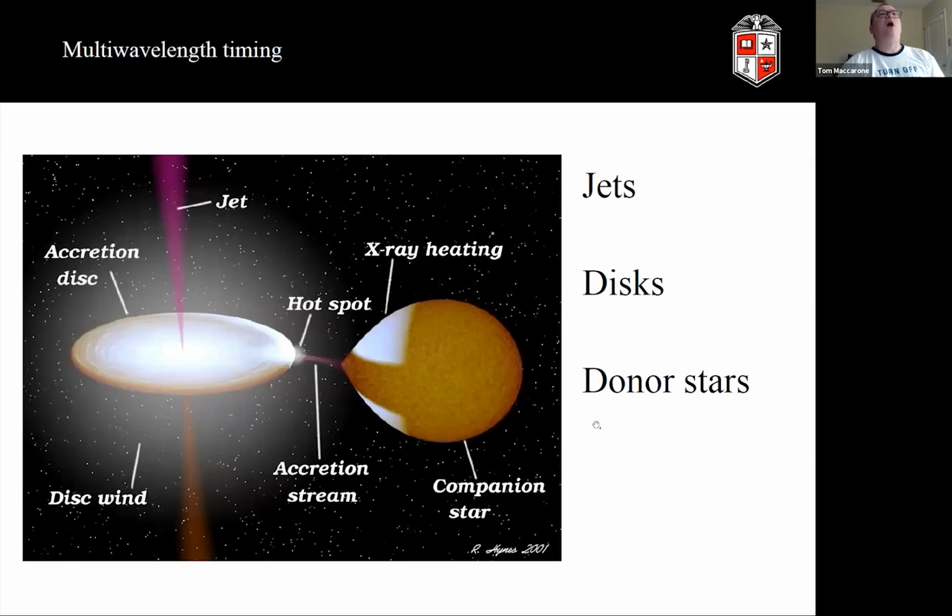All right, so first of all, let's talk about multi-wavelength timing. So if we look at an X-ray binary, this is Rob Hines' classic BinSim image. We have our X-rays coming from the inner accretion disk. We can have radio and infrared and optical emission coming from a jet. We can have optical emission coming from the donor star, optical and ultraviolet emission coming from the accretion disk, and then we can have absorption in a disk wind.